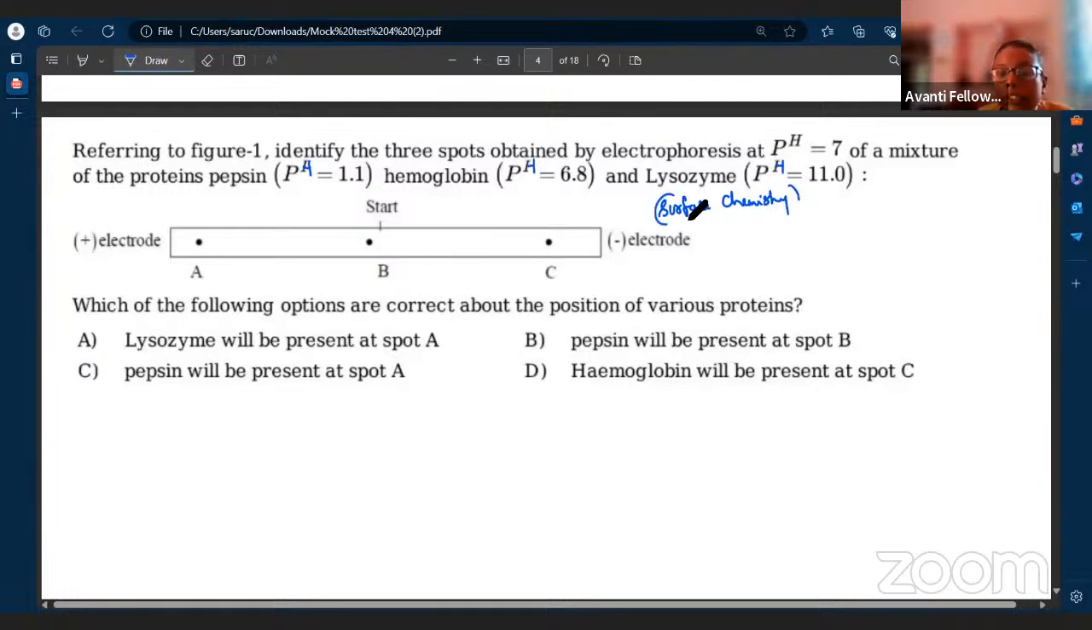Okay, so what happens during the electrophoresis reaction? There will be two electrodes. Is the positive electrode the cathode or the anode?